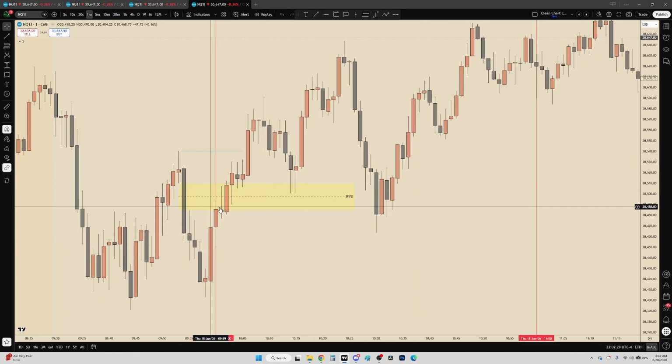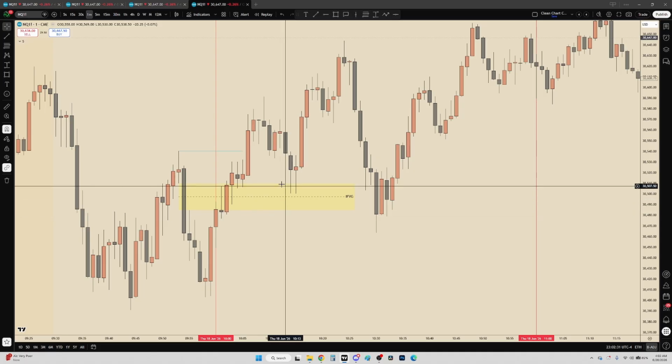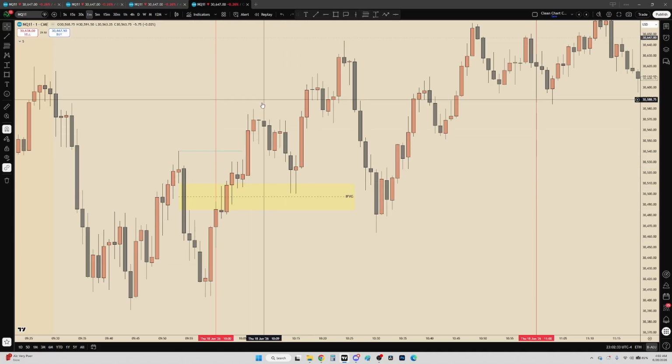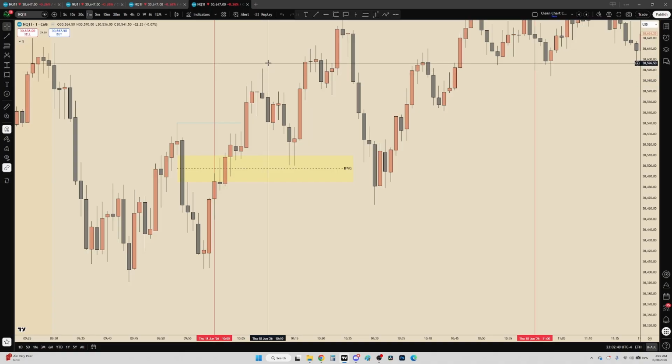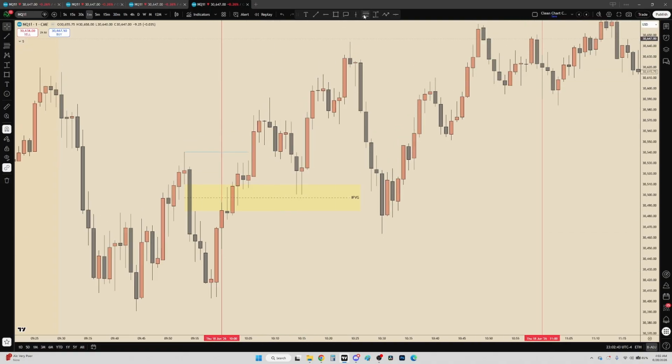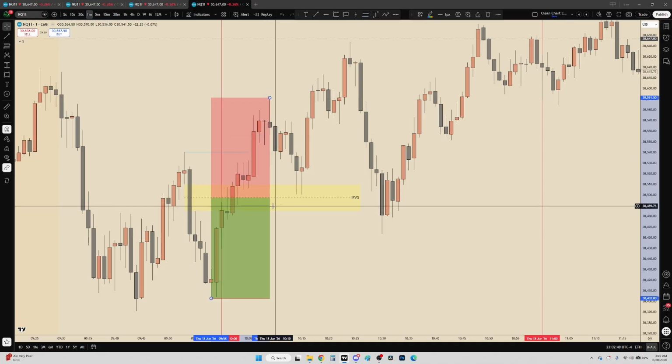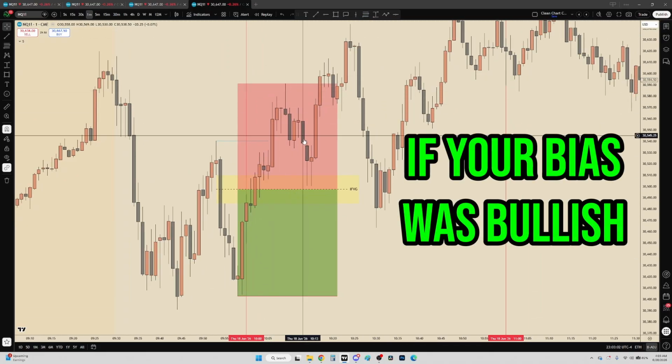Realistically, I would have focused on something in this area because this is the halfway point of this leg up. 10 a.m. opens up, we run higher, this low to that high is a dealing range. So if you were to split this into premium discount, that would be your range. In this range, you would want to get in as close to equilibrium as possible, preferably in discount.